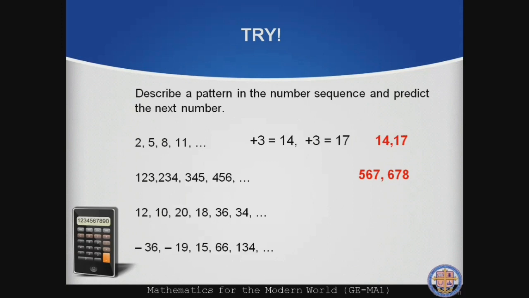Then given this one, 12, 10, 20, 18, 36, 34. So as you notice, 12 decreases by 2. Then it became 20 by multiplying by 2. So the pattern is just multiply by 2, then minus 2. So the next one is 34 times 2, 68, minus 2, 66. Just repeat the process, multiplying by 2, then minus 2.